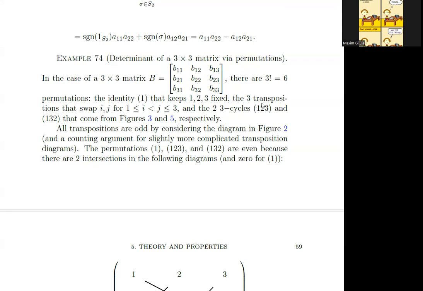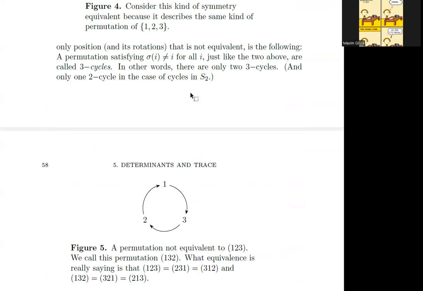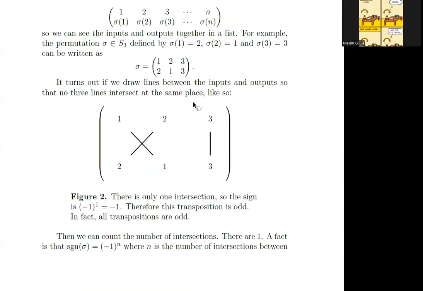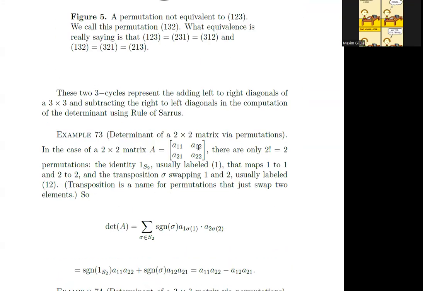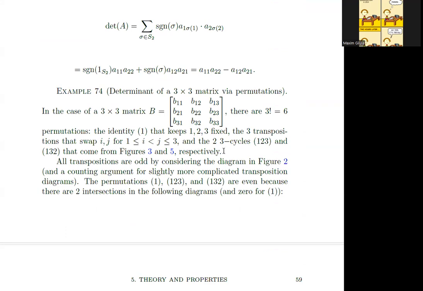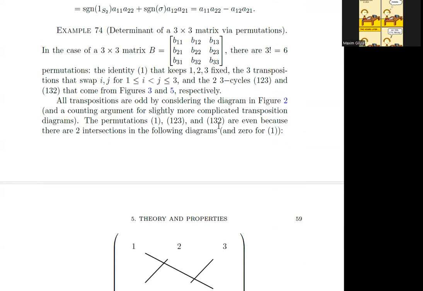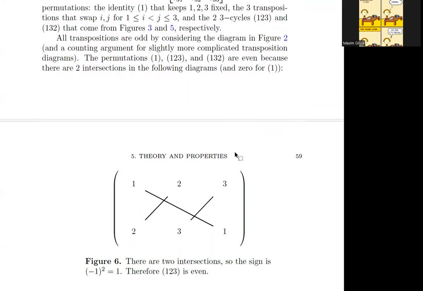So all transpositions are odd by considering the diagram in figure 2. Which one is figure 2? This one. So all transpositions look more or less like this. If you swap 1 and 3, you have to be careful so that they don't intersect at 2 at a single point. In that case, you will get 3 intersections instead of 1 intersection. Either way, it's odd. So the permutations 1, (1 2 3), and (1 3 2) are even because there's 2 intersections.